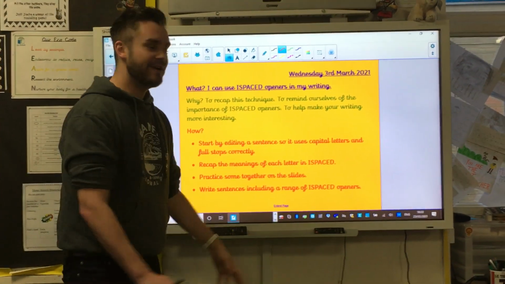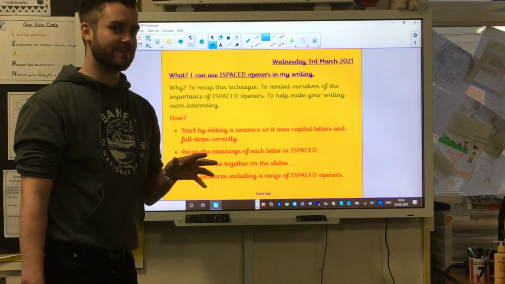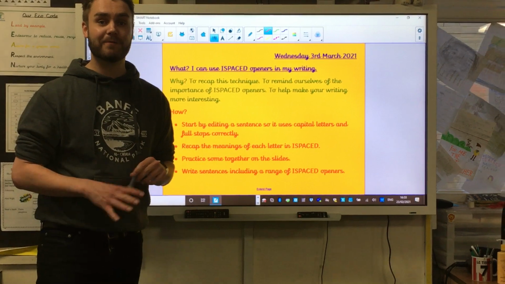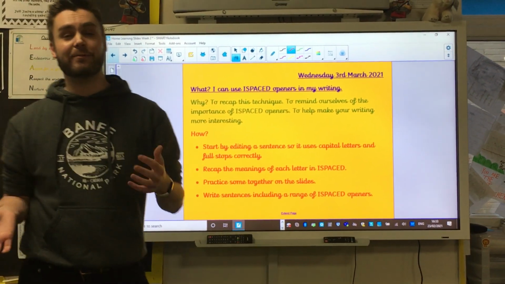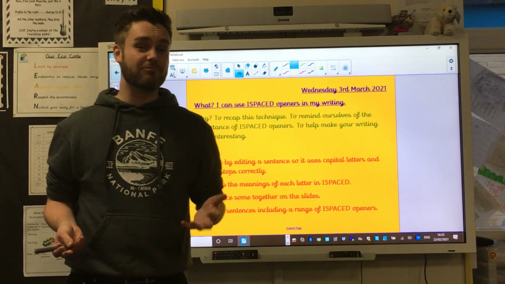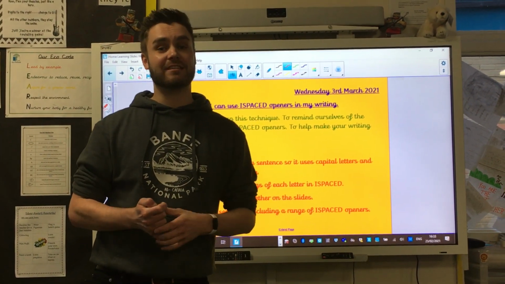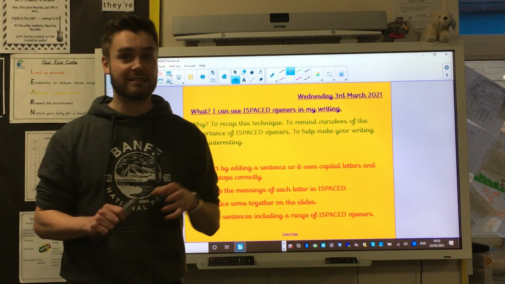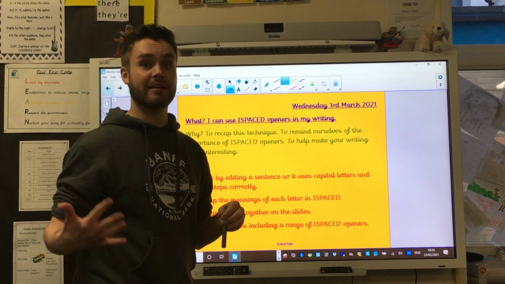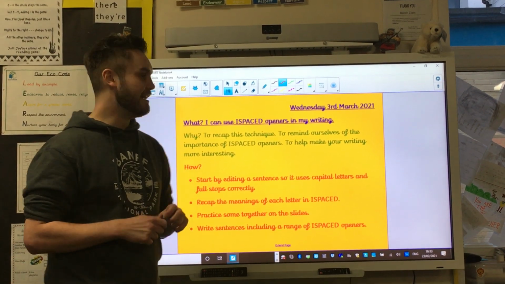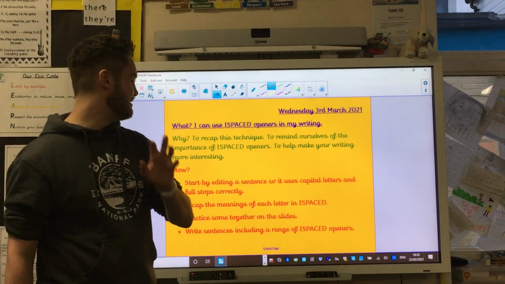So today we are going to be focusing on I-spaced and using some of those openers in your writing. We're doing that just to remind us of this really important skill that can help make our writing that little bit more exciting and a bit more interesting to read. It just adds a bit more flavour and excitement. It's a really good device to show that you're growing and of course progressing in Year 4. So we're going to work on a few today.